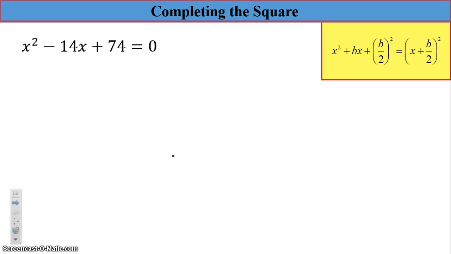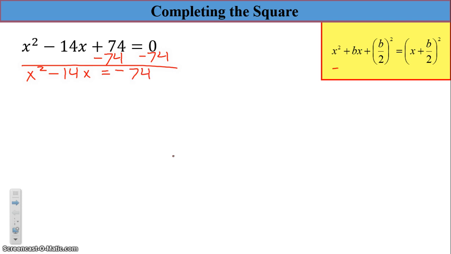So this is our first example. We have x squared minus 14x plus 74 equals 0. The first thing we're going to want to do is subtract 74 just to get all of our x's on one side. So that leaves us with x squared minus 14x equals negative 74.